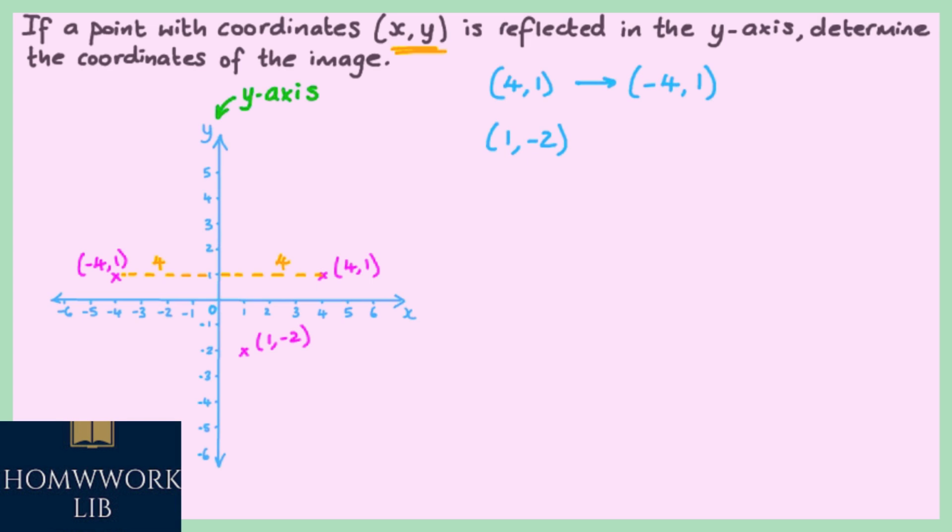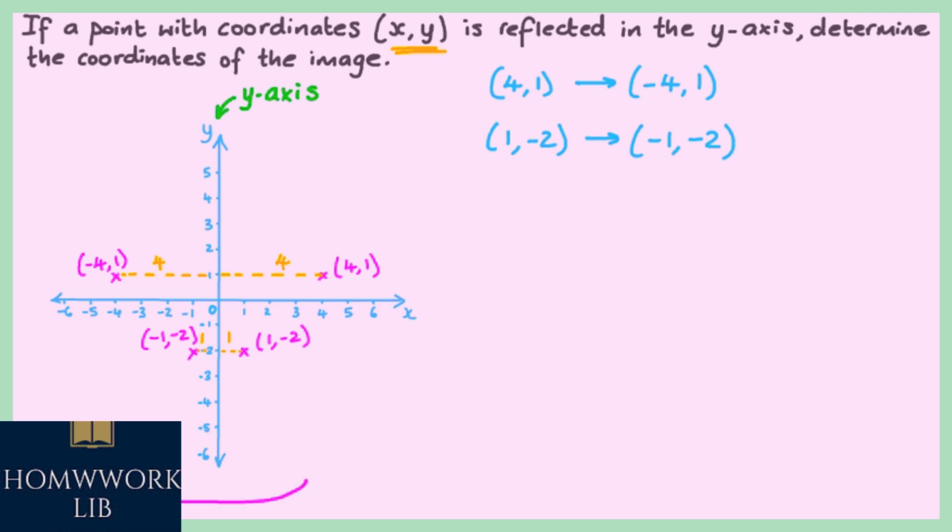Let's try reflection in the y-axis again, but this time with the coordinates 1, -2. It's at a perpendicular distance of 1 unit from the y-axis. So the image is 1 unit away on the opposite side. And its coordinates will be -1, -2.